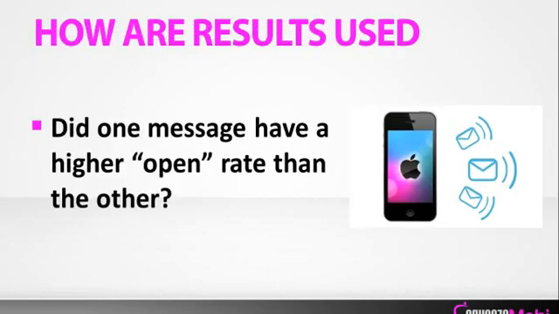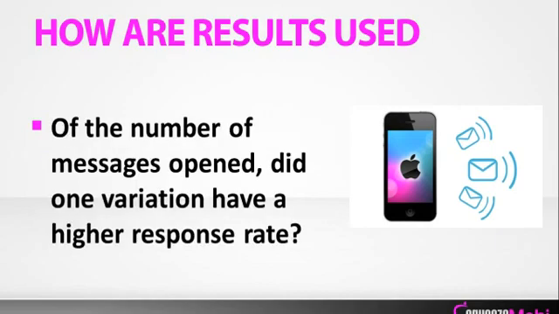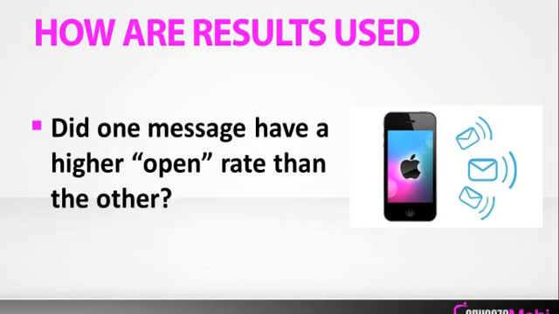So how do you use this result? How are our results used? First you ask, did one message have a higher open rate than the other? These are the questions you need to ask. When you're comparing A and B, you see which one has a higher open rate, whether it's A or B.